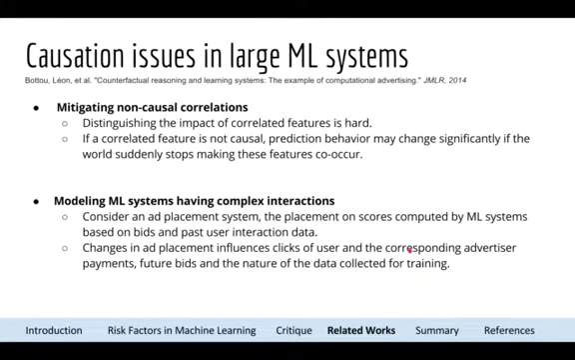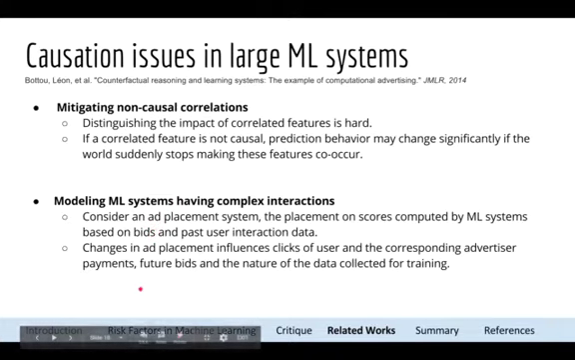The next work, called Counterfactual Reasoning and Learning Systems, deals with mitigating the technical debt of non-causal correlation. Imagine a model that learns a correlation between two features. But what if this correlation is just coincidental and does not imply causation? If the world suddenly stops making these features co-occur, the prediction behavior of the model would change significantly.